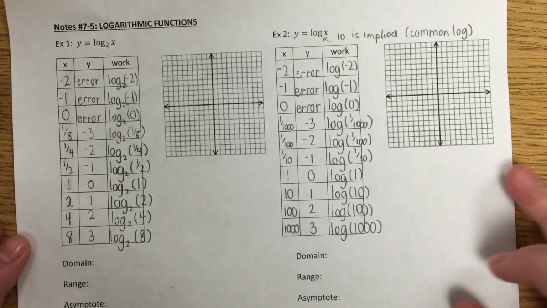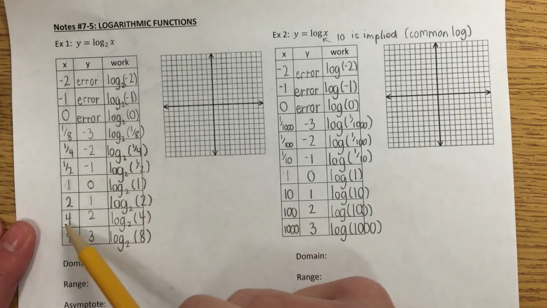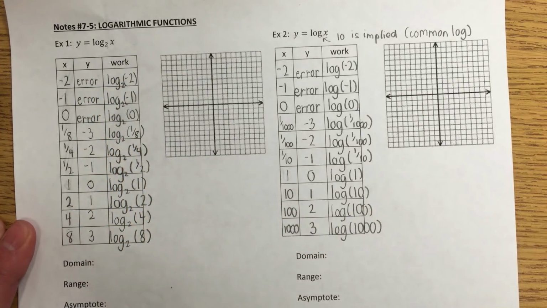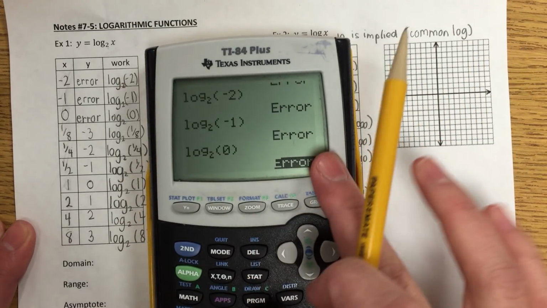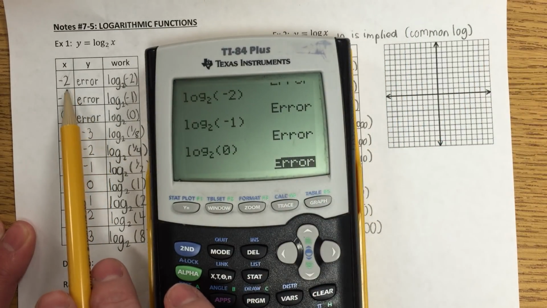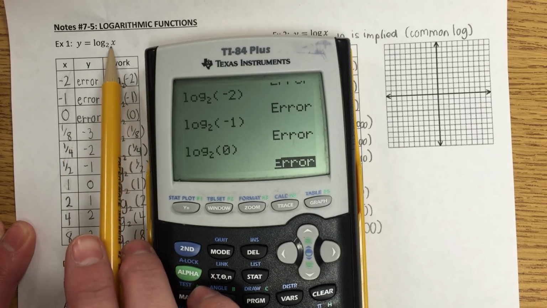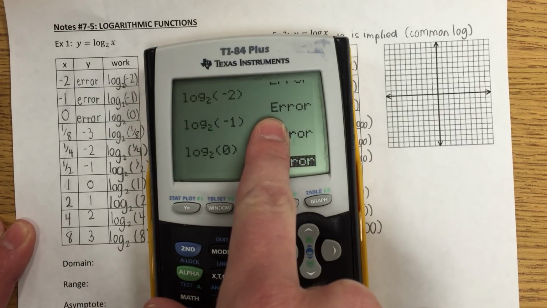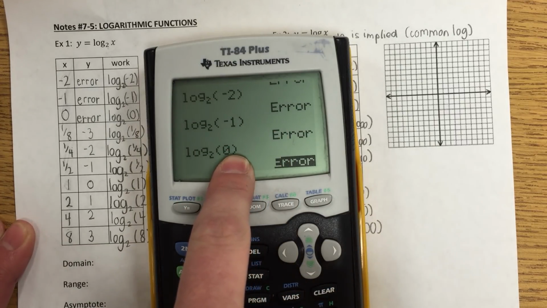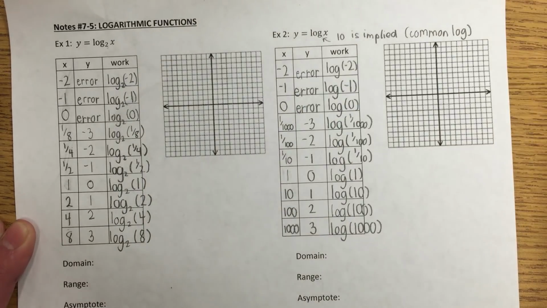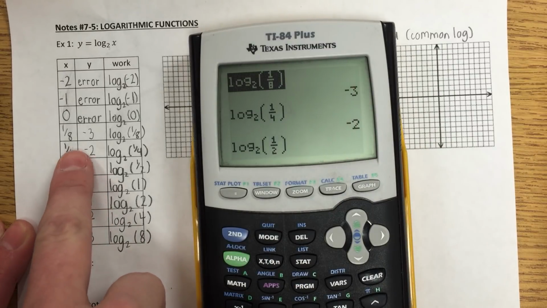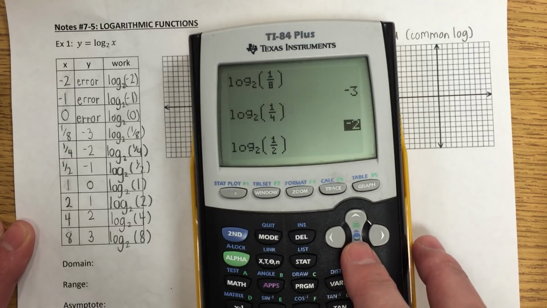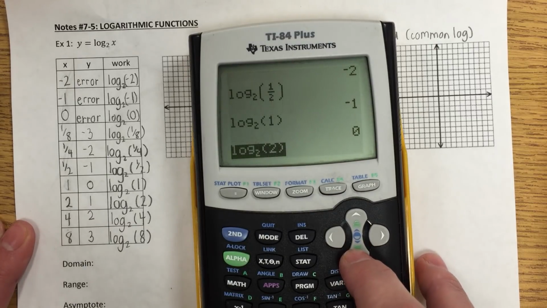Okay, so we've never looked at logs before. I picked out some various x values that I would like for you to plug into your calculator by using these steps. So I wrote out the work for you, and I'm going to show you here on the calculator screen. When I plug in -2 for x, you see I got an error. Same goes for -1, same goes for 0. I got error, error, error until I got down to 1/8. When I plug in 1/8 for x into the calculator, I got -3, and so on and so forth. And I can show you how to do this in class.